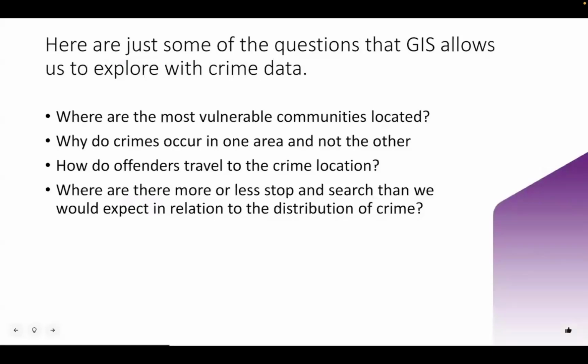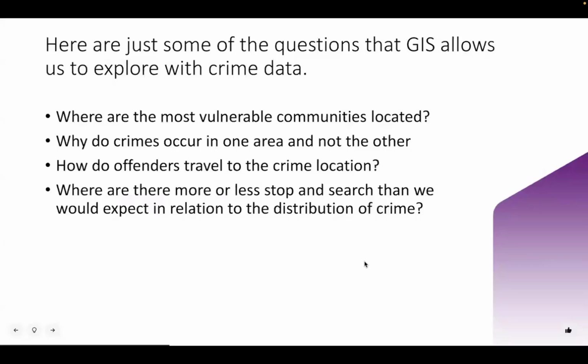And just the last question that is quite a common question when exploring crime data is, where are there more or less stop and searches than we would expect in relation to the distribution of crime? By this, I mean, by comparing the actual distribution of the crime and the level of stop and search, we can then start to question the necessity of stop and search. Can we use this as a tool of crime reduction or a tool for crime detection? And this is when you can start to question police powers and the sociological concepts to stop and search.